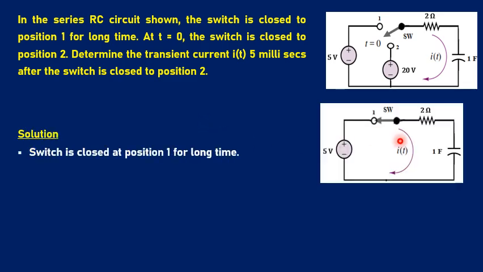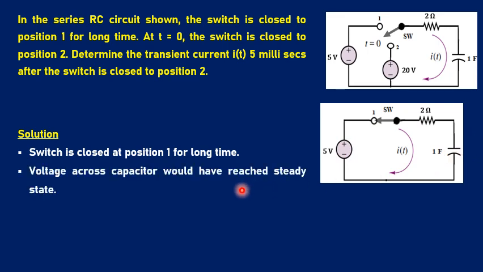Now assume that the switch is at position 1 for a long time. So what will happen now? This 5 volt source will be circulating a current through the circuit, and hence the capacitor will be charged. Since the switch is at position 1 for a long time, the capacitor would have charged to the maximum voltage of 5 volt. So voltage across the capacitor would have reached steady state, which is equal to 5 volts. You can see here, this is the polarity of the voltage across the capacitor, that is 5 volts.